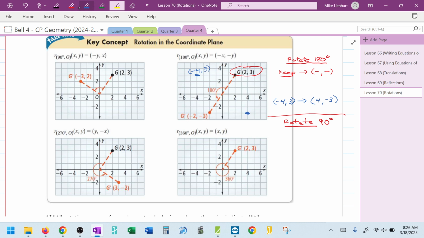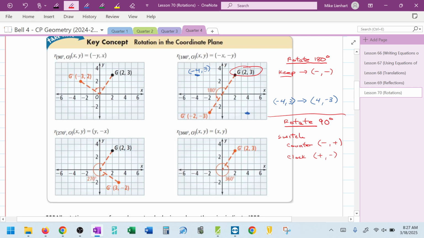So here's what I want you to remember for this one: switch. Specifically, switch what? Switch X and Y. Now, the second thing is if it's counterclockwise, then it becomes negative, positive, or opposite, same. If it's clockwise, then it becomes positive, opposite, or same, opposite.